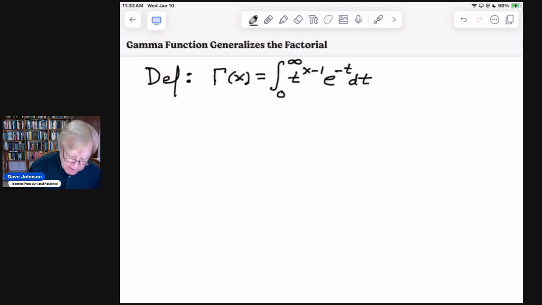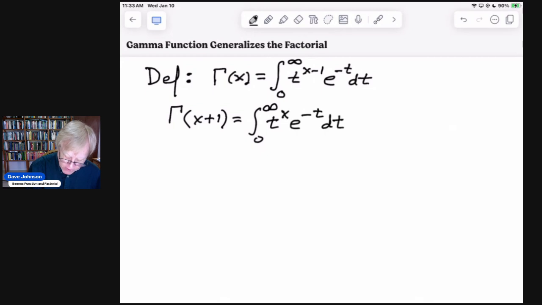So to demonstrate the property, I want to start with gamma of x plus 1 and just substitute. We get the integral from 0 to infinity of t raised to the x plus 1 minus 1, so you get x here, times e to the negative t dt. We're going to evaluate this using integration by parts. This is a method that you hopefully learned in Calculus 2 or you've seen someplace.